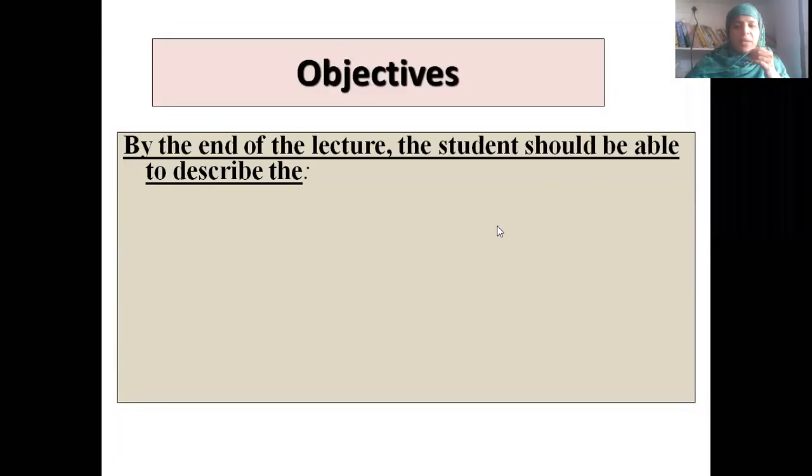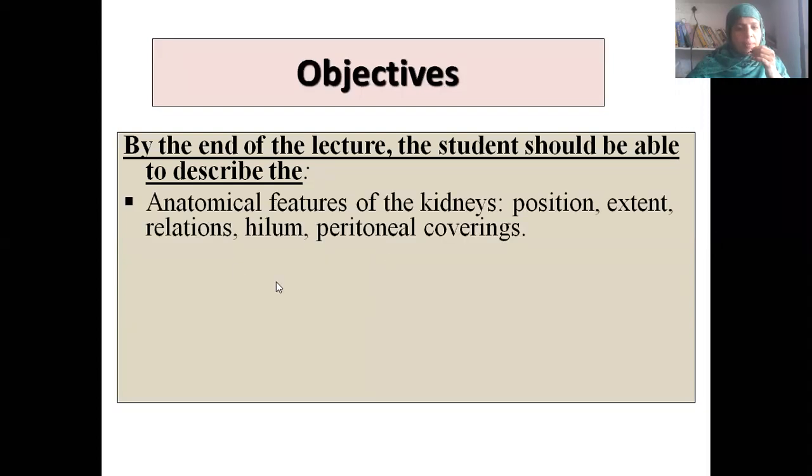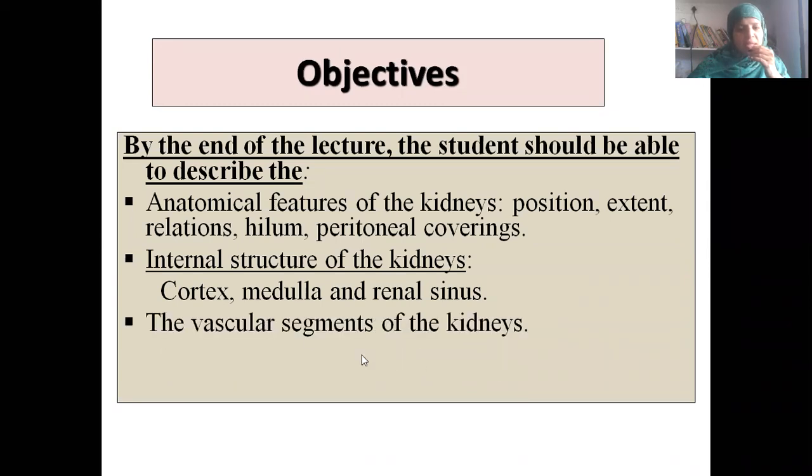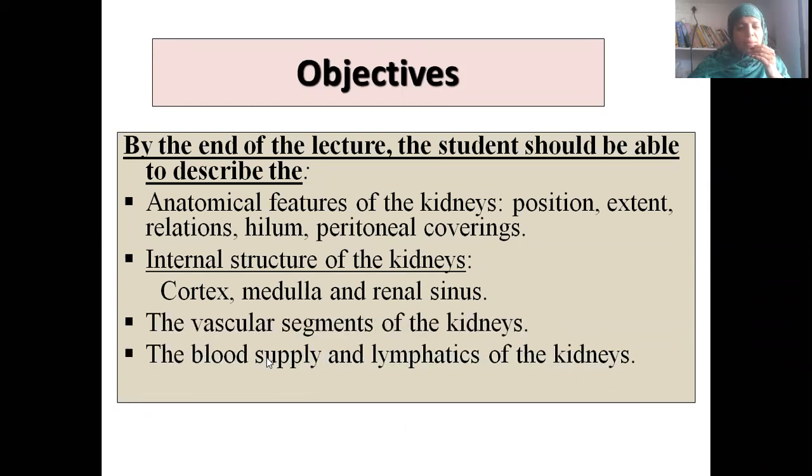So by the end of the lecture, we should be able to describe the anatomical features of the kidney. We will see the position, extent, relations, hilum and peritoneal coverings. We will see the internal structure, cortex, medulla and renal sinus. We will see the vascular segments of the kidney, blood supply and lymphatics of the kidney.